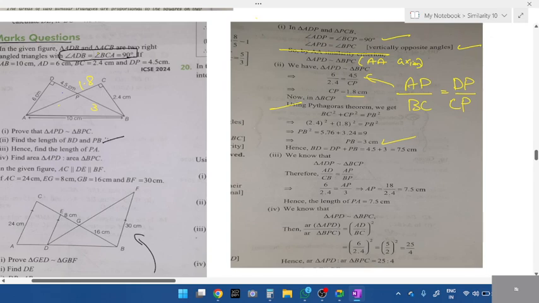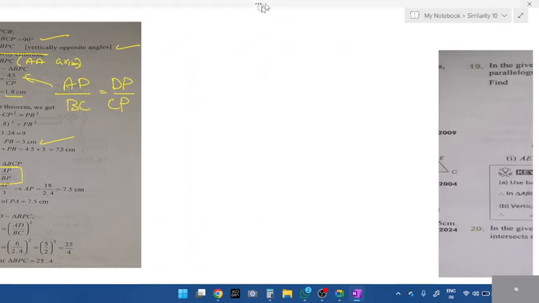I'll explain this after the break. Can you see, instead of Pythagoras theorem, they used the proportional theorem? Proportion. I'll explain this. And what's the time? Take a break, students. Up to 7:05. We'll continue after 7:05.